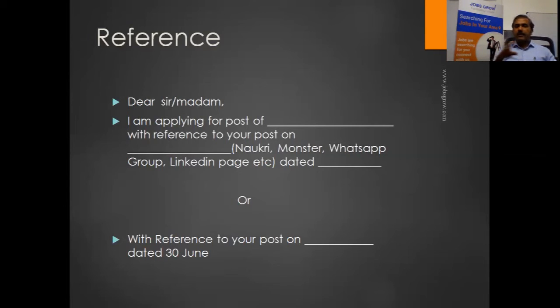So you have given the reference: Dear sir/ma'am, I'm applying for the post of so-and-so with reference to your post on WhatsApp or Naukri or LinkedIn, dated so-and-so. This is the reference. Then I can write this either in detail or in short. The short format is: with reference to your post on Naukri.com or a LinkedIn page dated 30 June, I'm applying for the post of whatever it is. So now this is the reference part. It makes my life easy as an HR recruiter if you give the right reference.